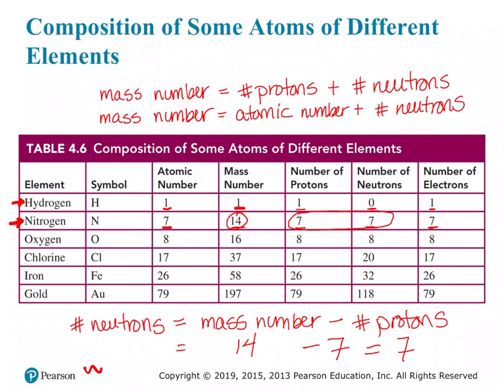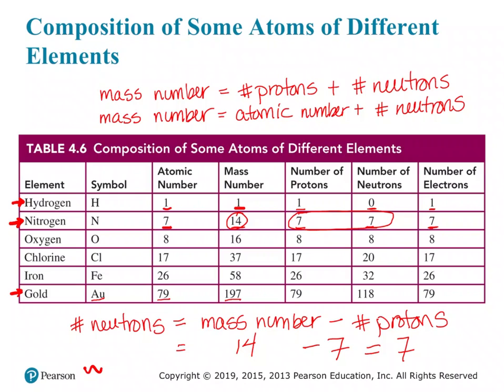Now, things can start to get more complex as we get into atoms that have a lot of protons and neutrons. So for instance, as we go down this table and look at gold, which has the symbol Au, the atomic number of gold is 79. The mass number for an atom of gold might be 197. And from those two numbers, we can then figure out how many protons, neutrons, and electrons we have.